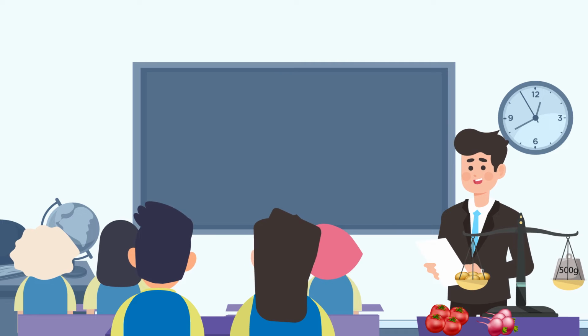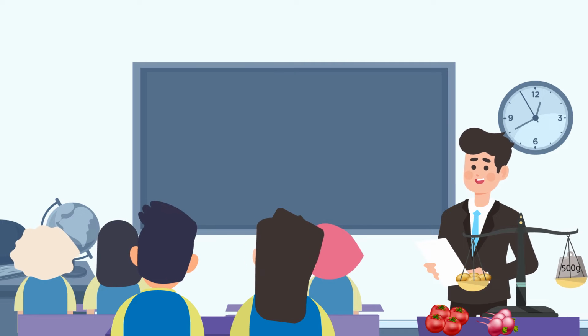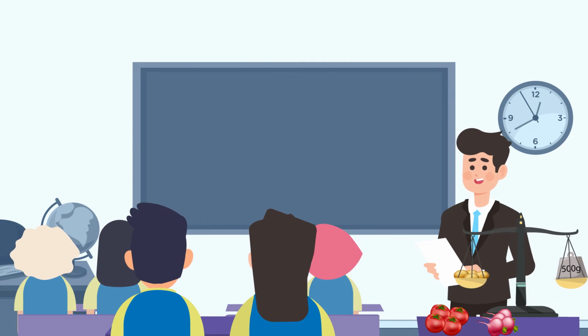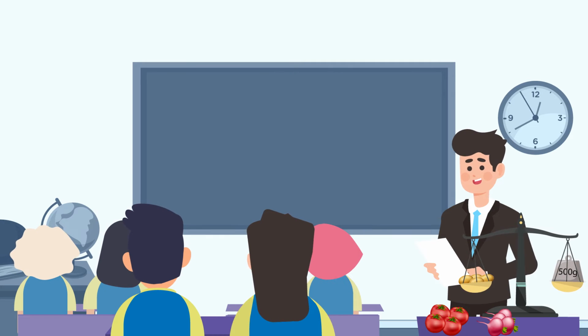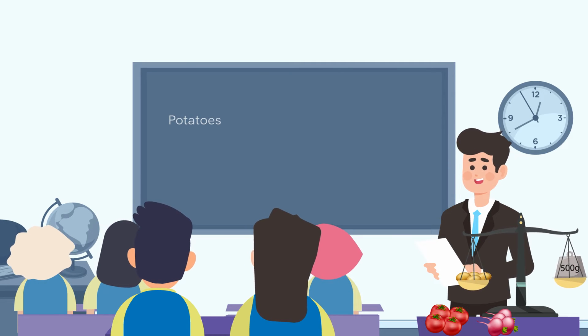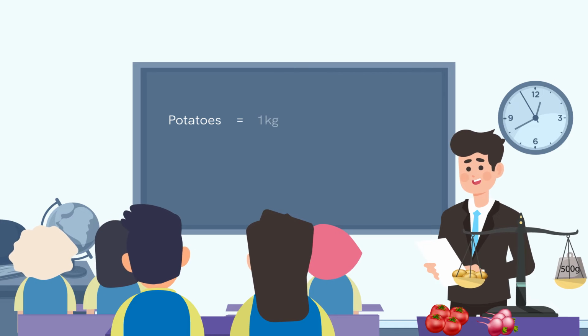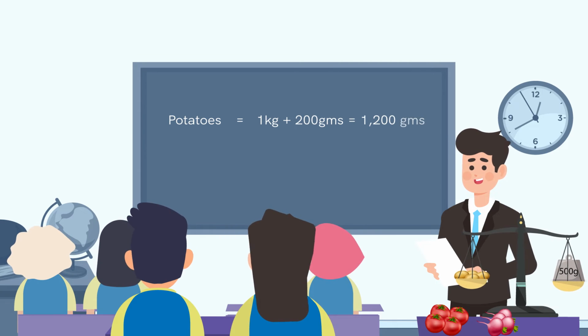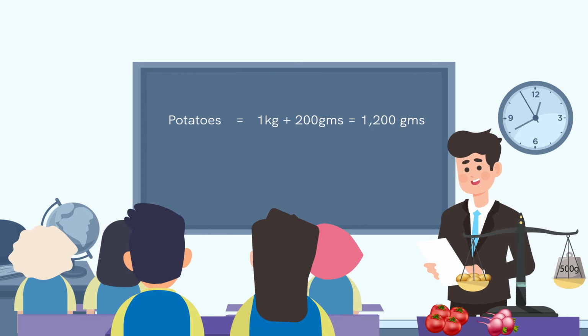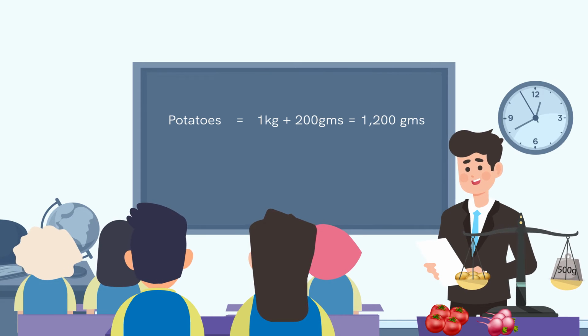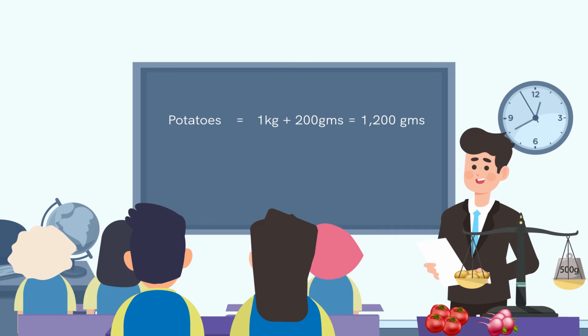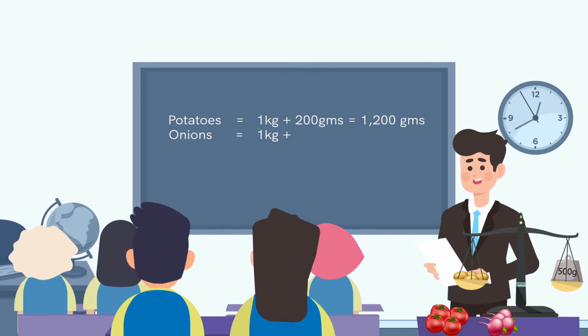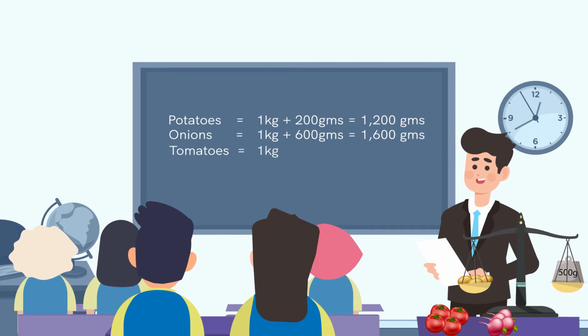Ask the students to calculate the total quantity of weights. Note down the calculation of the weights on the board. For example, if the weights equal to quantities of potato are 1 kilogram and 200 grams, write it on the board like this: 1 kg plus 200 grams equals 1200 grams. Similarly, note down the quantities of each object on the board.